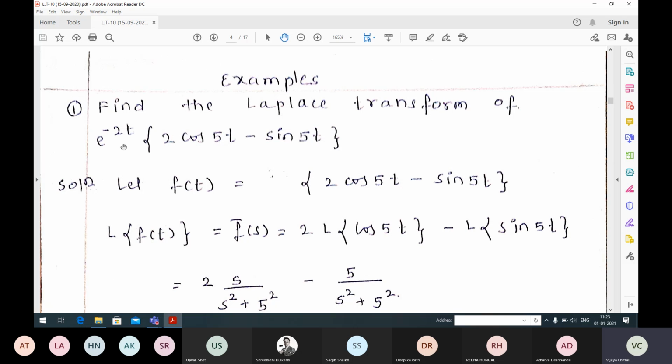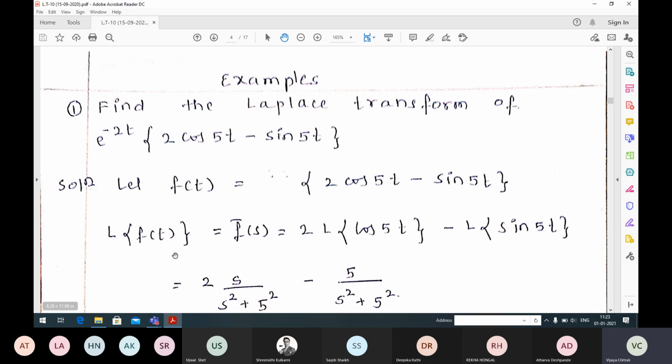A is minus 2, right? And what is f of t? F of t is this, right? So I'll take f of t as this. So f of t is equal to 2 cos pi t minus sin pi t, right?